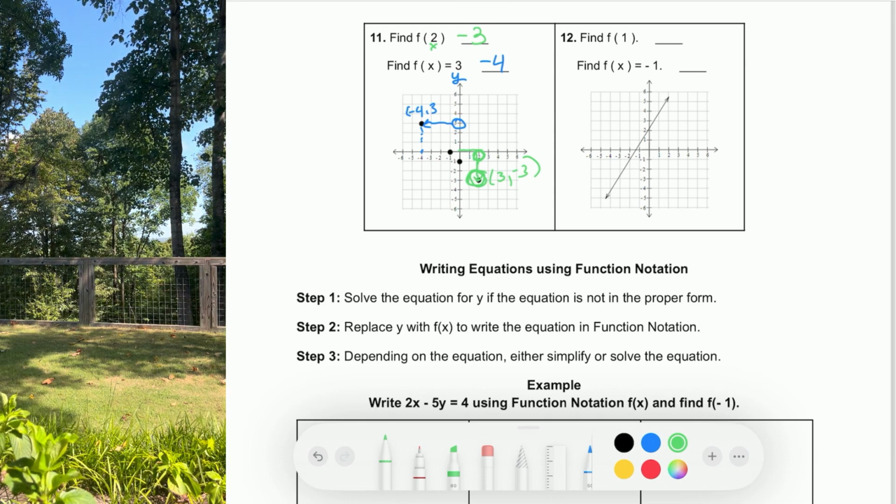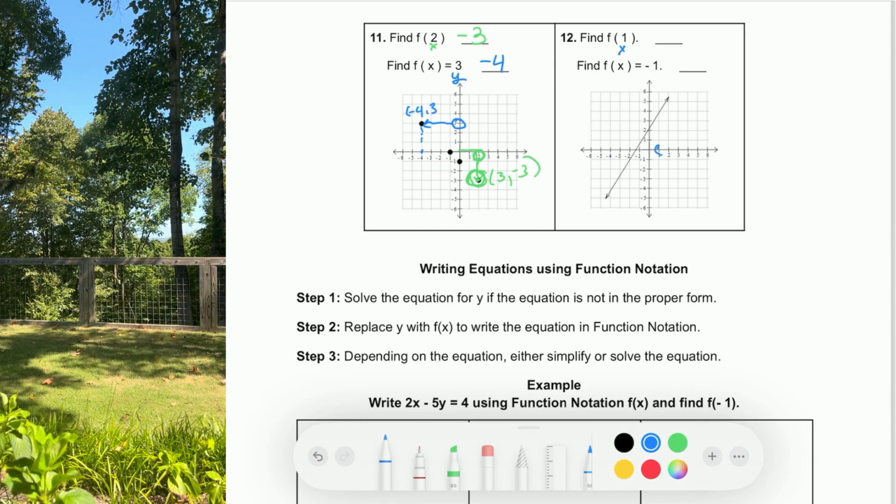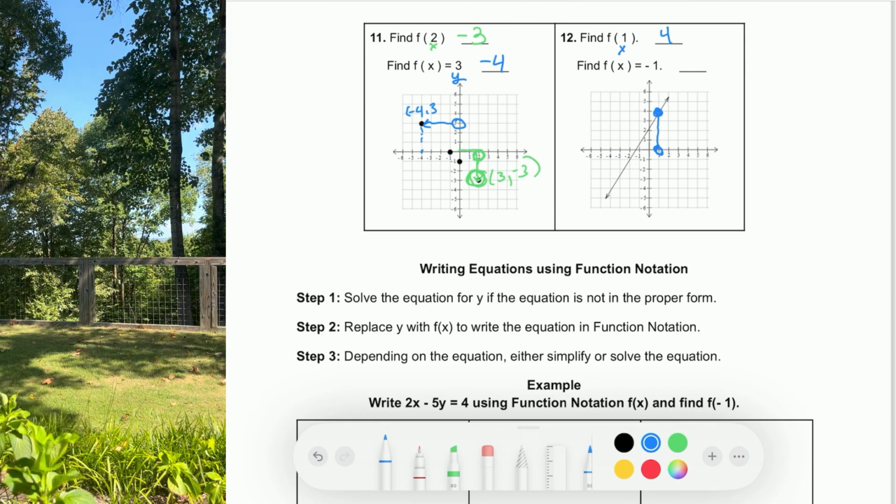Number 12, what if we have a line? How does that change things, or does it change things? Find f of 1. So again, this is our x. They replace the x. Well, if our x is a 1, where do I go, up or down, to find my y? If I go up, I hit it right here. And that's at 4. So if our x value is 1, then our y part of that coordinate is 4. Should have done that in green. Let me replace that just for consistency, so we don't get confused when we look back at it.